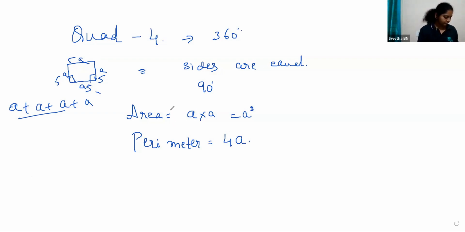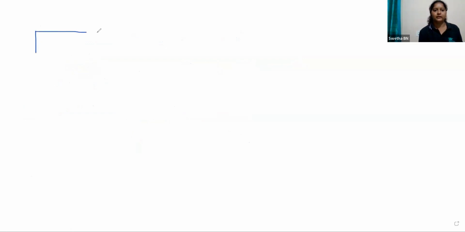And next, rectangle. All these are special types of quadrilaterals, right? Because they have some special features. Based on some special features, they are classified. Means we have given some names, right? Square, rectangle, rhombus, parallelogram, trapezium, kite. These are special feature quadrilaterals.